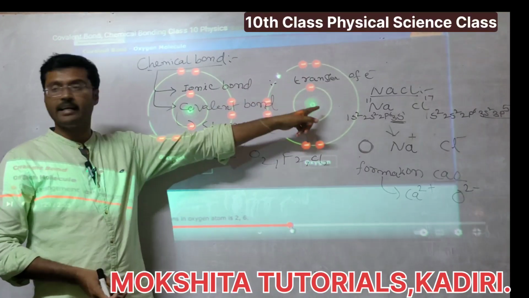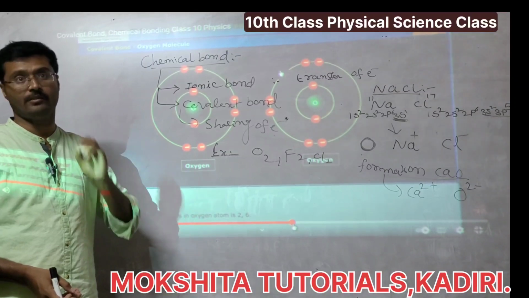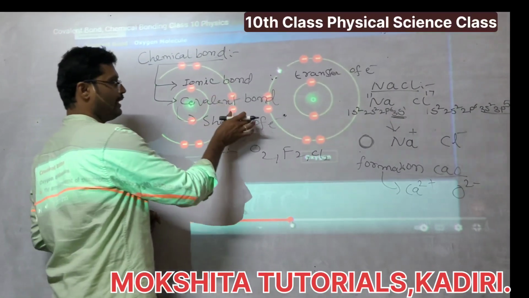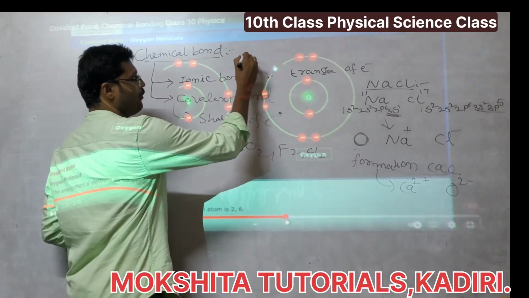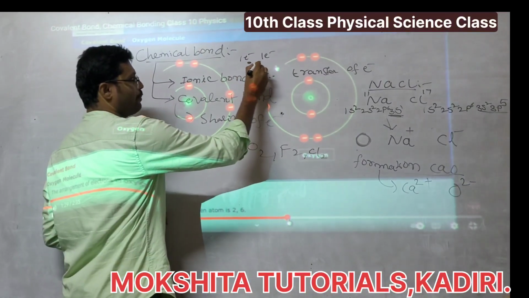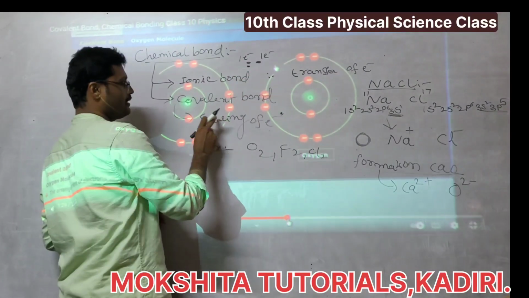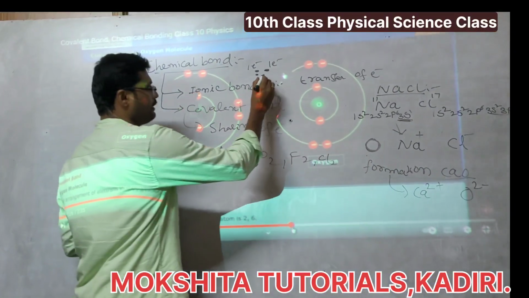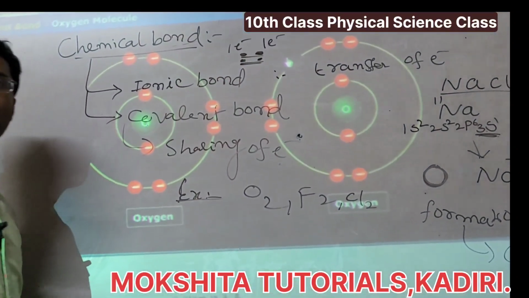So the second will be satisfied, but the first will not satisfy that octet structure. So this one oxygen gives one electron, and the next one also gives one more electron. So now this electron pair forms, and again this oxygen atom gives one more, and then the second one also gives one more electron. So these form one more electron pair.